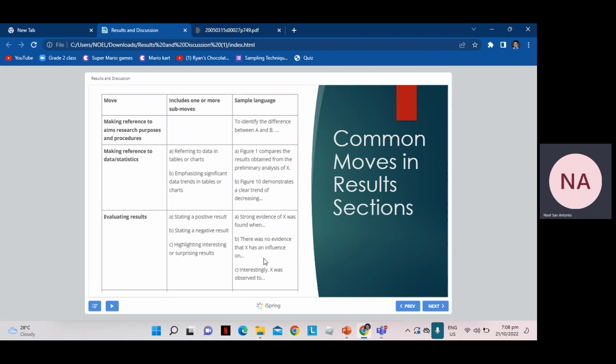So wala pang ano diyan, no? Wala ka pang commentary on why do you think it resulted like that, because here in results you are still just presenting the results of your study. Okay.